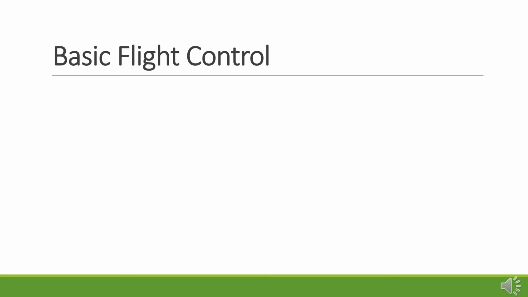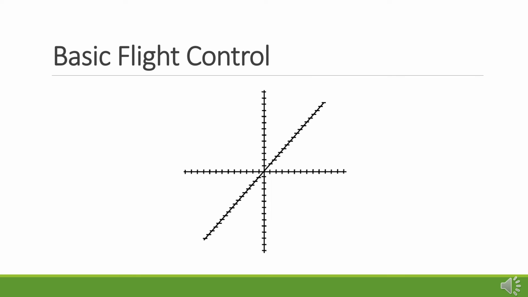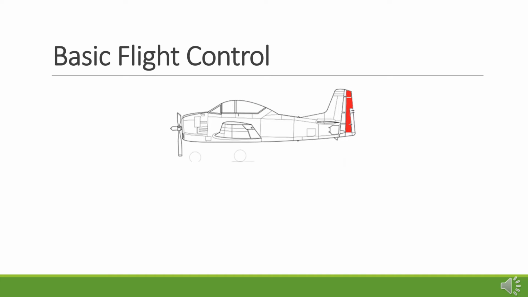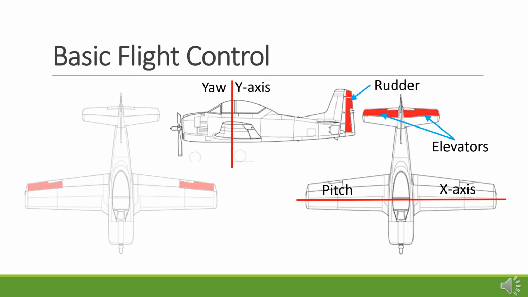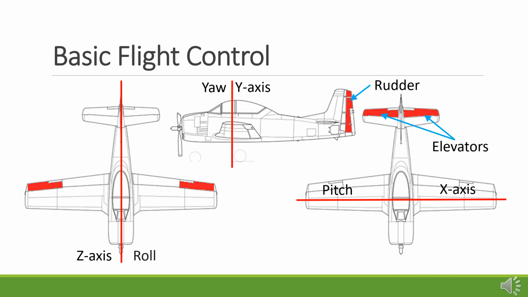As was introduced in Lesson 1 to this section, an aircraft moves in three dimensions that we modeled using a three-dimensional graph with an x, y, and z-axis. Basic aircraft controls allow an airplane to rotate around the y-axis or perform a yaw maneuver using a rudder located on the vertical tail, to rotate around the x-axis or pitch using elevators located on the horizontal tail, and to rotate around the z-axis or roll using ailerons located on the wings of the aircraft.